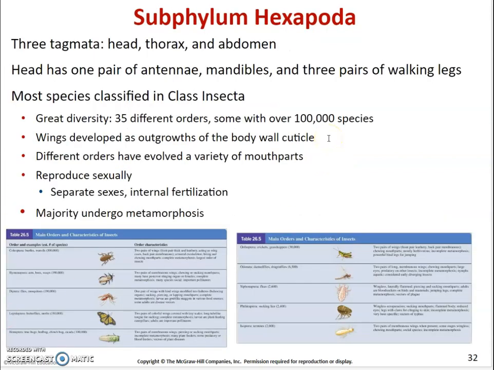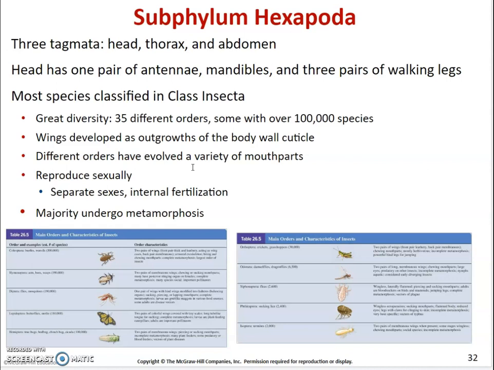And then we see Hexapoda, which are typically what we think of as arthropods, right? There are 3 tagmata, the head, the thorax, and the abdomen. The head has a pair of antennae, the jaw is the mandibles, and then it has 3 pairs of walking legs. And these are insects. There are over 35 orders of insects and over 100,000 species minimum. Could be well over that. The wings develop as outgrowths from the body's cuticle, and they have to molt their cuticle in order for those to present throughout development.